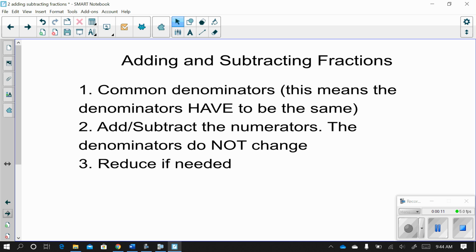Adding and subtracting fractions, there's just a couple of steps, but they're very important steps. First step is that you have to get a common denominator. The denominators have to be the same. If they're not the same, you can't add or subtract. Then once the denominators are the same, all you do is add or subtract the numerators. You do not change the denominators. And finally, reduce if needed. So common denominators, that's what we're looking for.